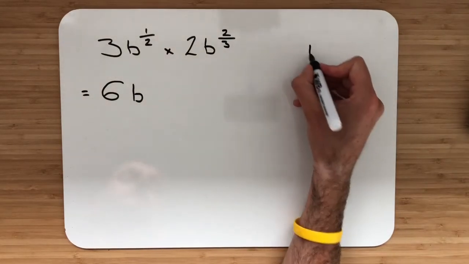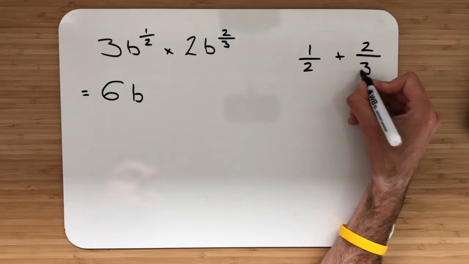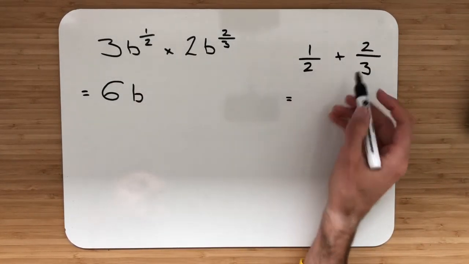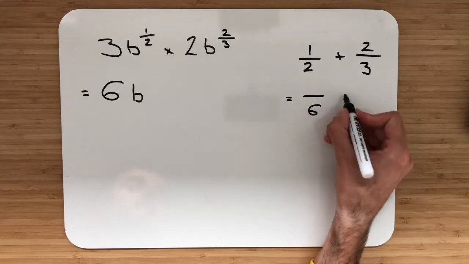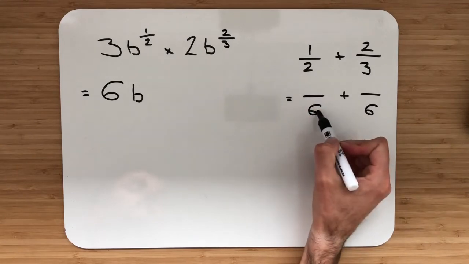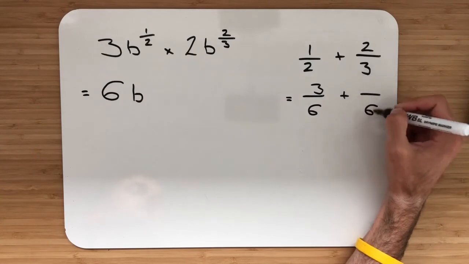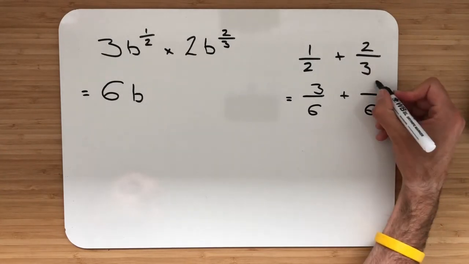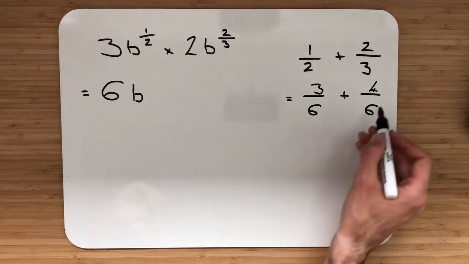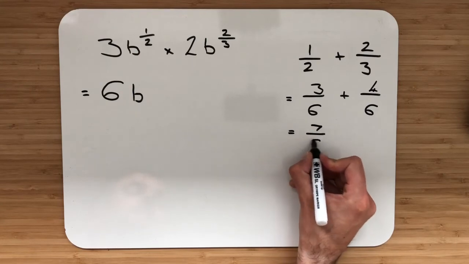Now I just come to the side. 1/2, and then I add 2/3. Remember your rules. When you multiply, you add the powers. Common denominator of 2 and 3 has to be 6. To go from 2 to 6, I multiply by 3, I do the same to the top, and that leaves me 3. To go from 3 to 6, I multiply by 2, do the same to the top, and that gives me 4. I then have 3/6, add 4/6, so that will give me a final answer of 7/6.